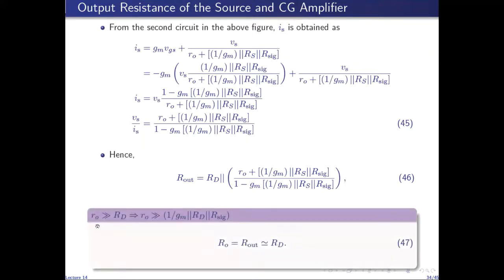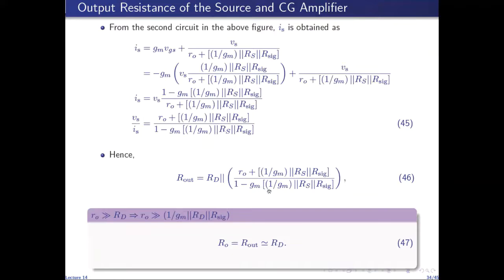Again, we can make use of this useful approximation that small r naught is much greater than RD, which makes it much greater than this parallel combination, because this parallel combination is much smaller than RD because of 1 over gm, and Rsig is also 1 over gm is a small resistance, and Rsig is typically also small. So this parallel combination is much smaller than RD. So if small r naught is greater than RD, then small r naught is definitely much greater than this combination. So the numerator is approximately small r naught.